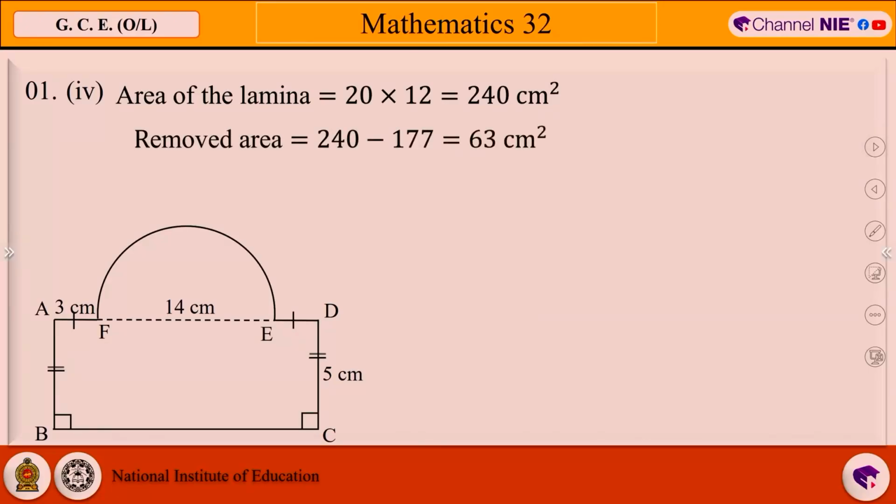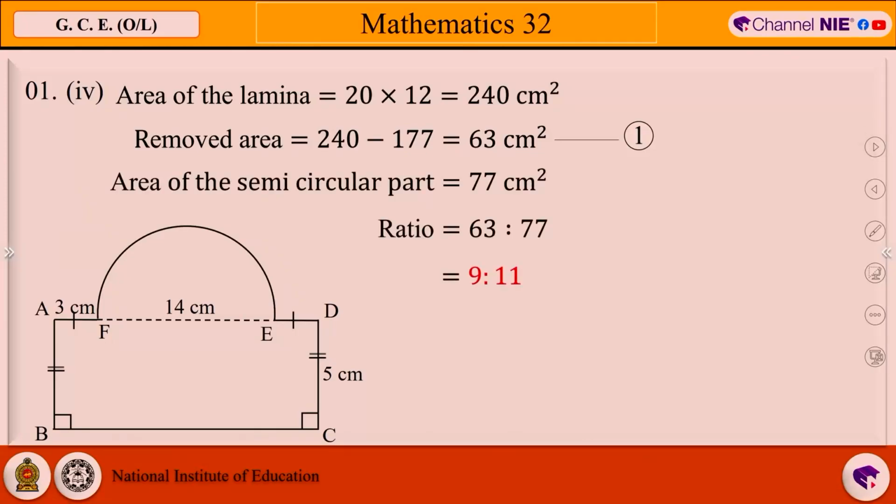Then removed area of the badge is 177. So, you have to subtract that area from the area of the lamina, which is 240. So, you will get the answer as 63 square centimeters. Then for that you will get 1 mark. Then you have to find the area of the semicircular part, but you have already calculated that, right?